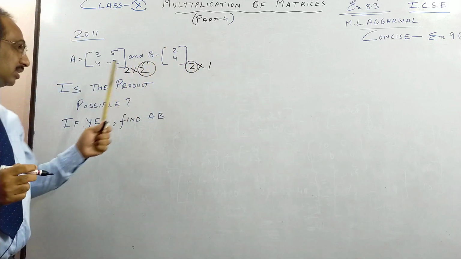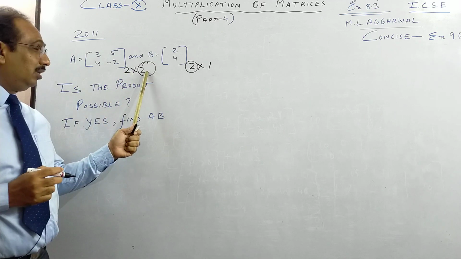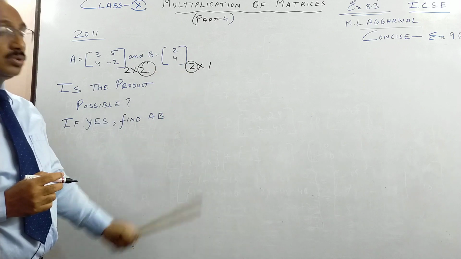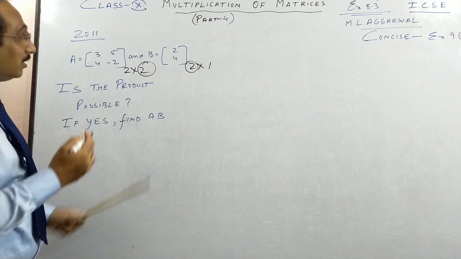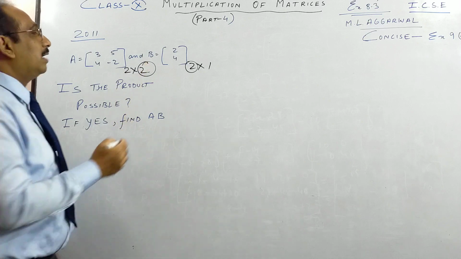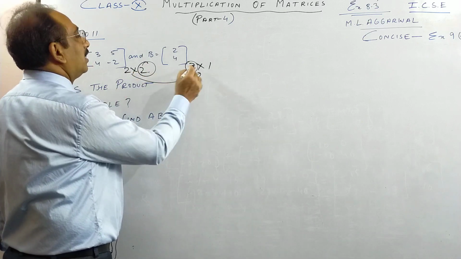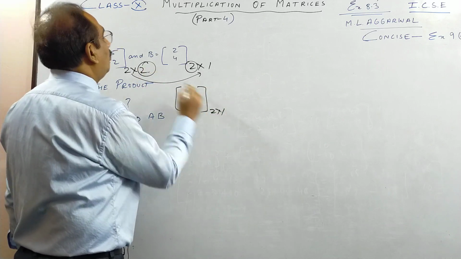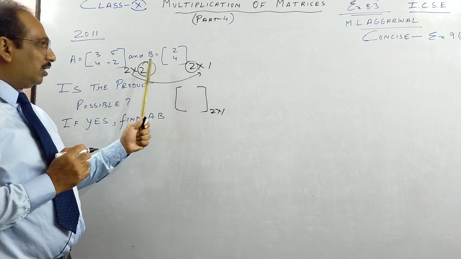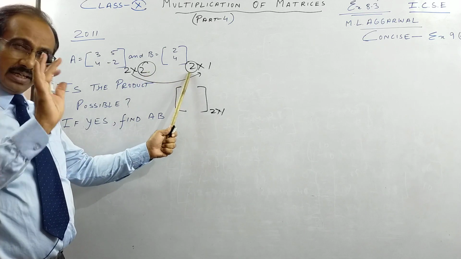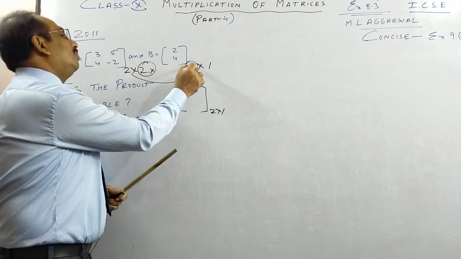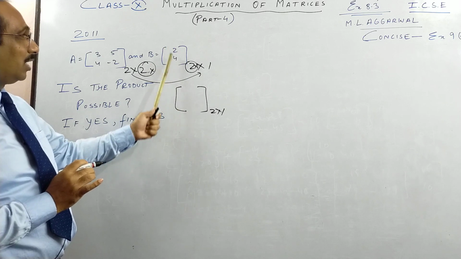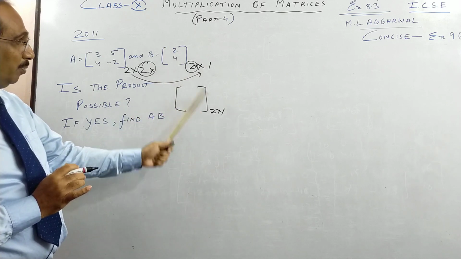If you see my previous part 3 video, I had written the concept: if the column of the first is equal to the row of the second, then they can be multiplied. So they can be multiplied, and the resultant matrix will be 2 by 1. What remains? These two are equal. Column of first should be equal to row of second. It will be multiplied. Forget them. Now see what is left: 2 by 1. So your final matrix will look like this, 2 by 1.